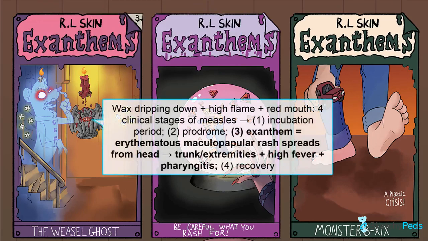The third and most characteristic stage of measles is the exanthem stage. This consists of the emergence of an erythematous maculopapular rash, like we already mentioned. It starts on the face and spreads downward to the trunk and extremities.